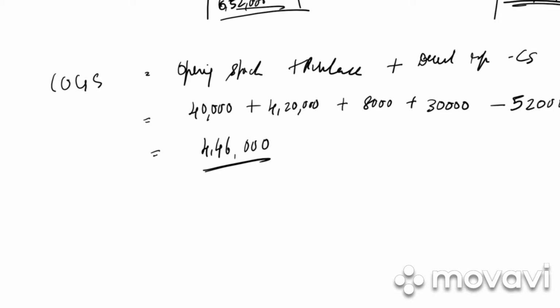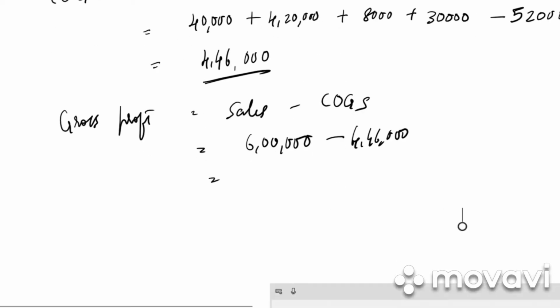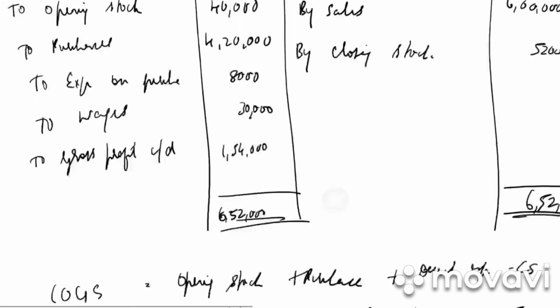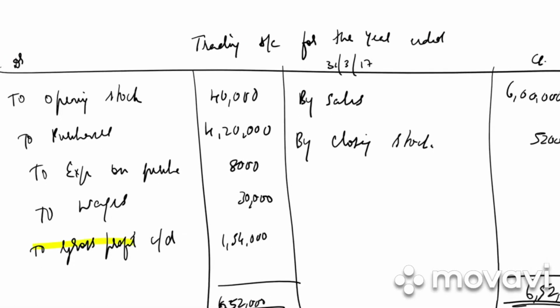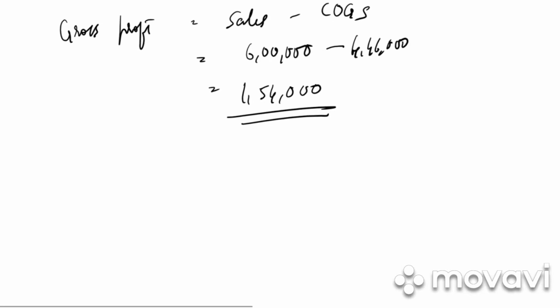One more way in which, without preparing the trading account, we can find out the gross profit. That is, gross profit is equal to sales minus cost of goods sold. Sales is 6 lakh minus 4,46,000 cost of goods sold. So gross profit will be 1,54,000. And while we prepared the trading account also we got the gross profit as 1,54,000. Clear?